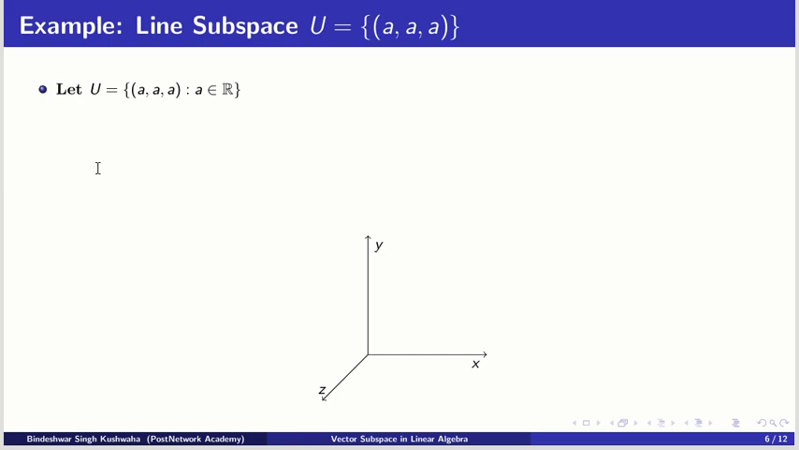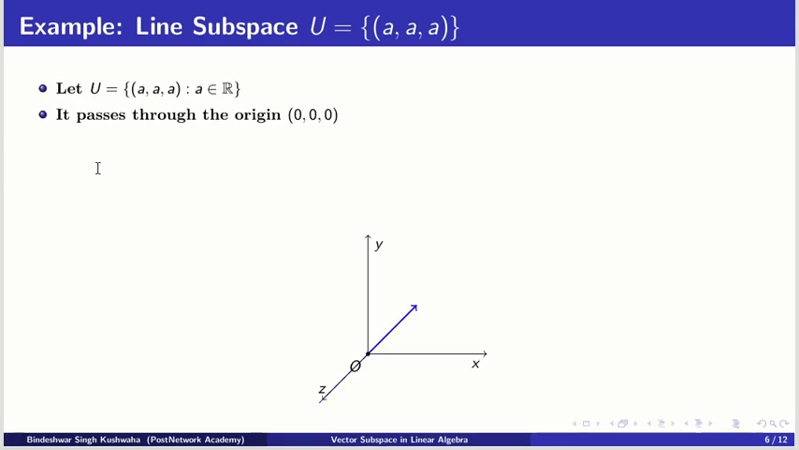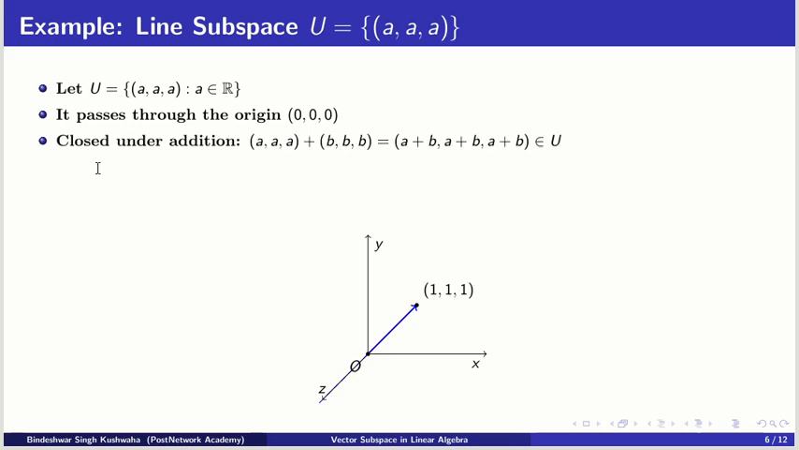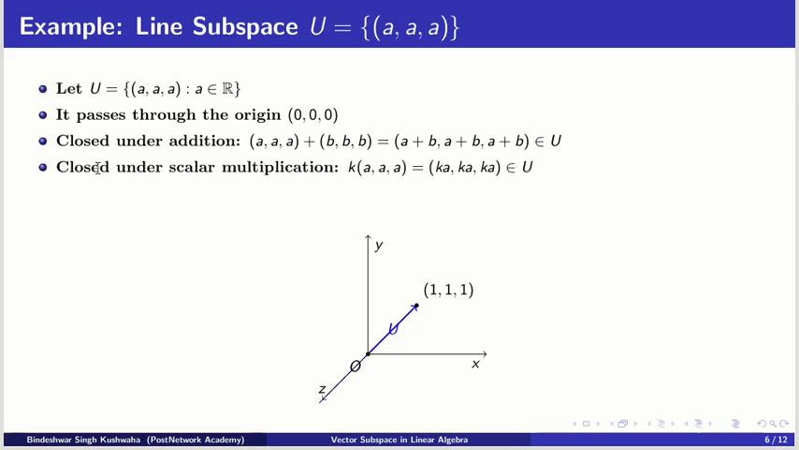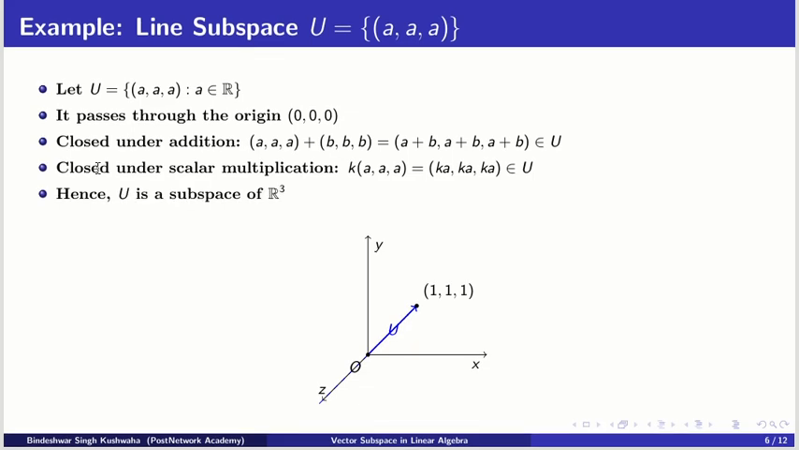Let us understand the line subspace. U is defined as all points (a, a, a), where a belongs to R, that is the field. It passes through the origin, that means the zero vector. It is closed under addition, the result will also belong to U, and closed under scalar multiplication, that is also in U. So you can say that U is a subspace of R^3. This line subspace is a subspace of R^3.